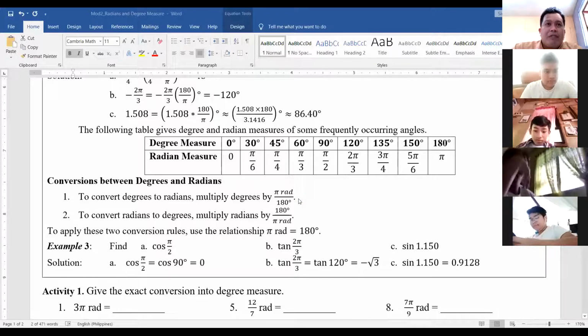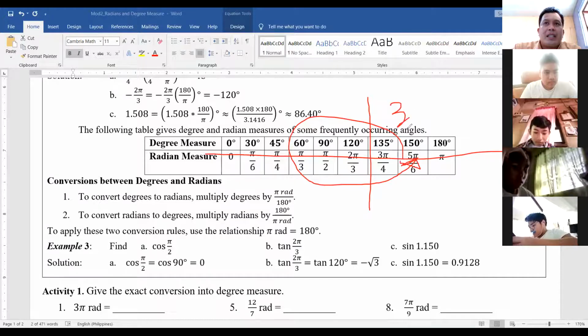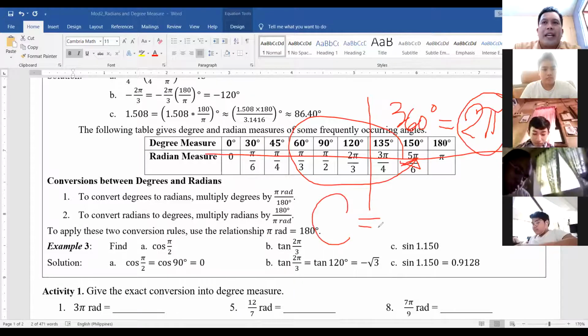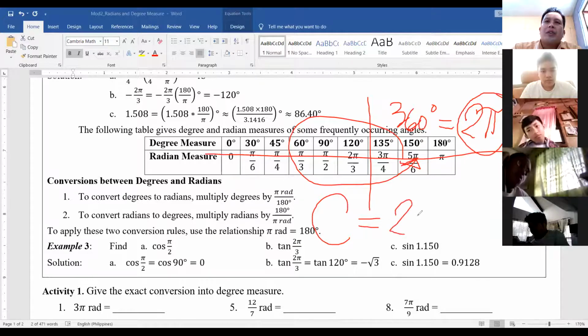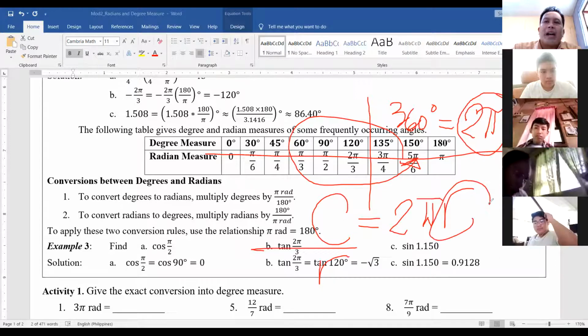In the concept of conversion, class, one complete revolution, which is 360 degrees, is equal to twice the value of pi. How will you get this 2 pi? The circumference of a circle is equal to 2 pi r. So therefore, the ratio of the circumference and the radius is twice the pi.